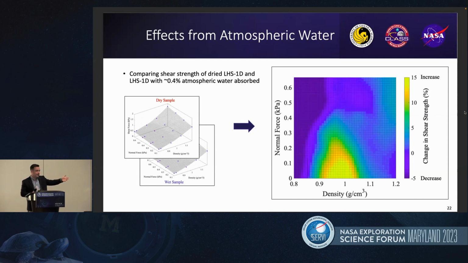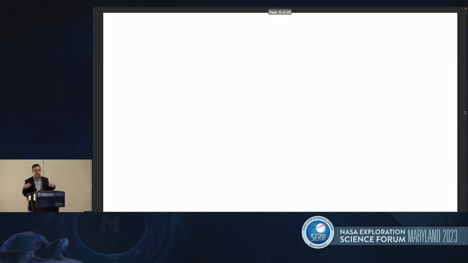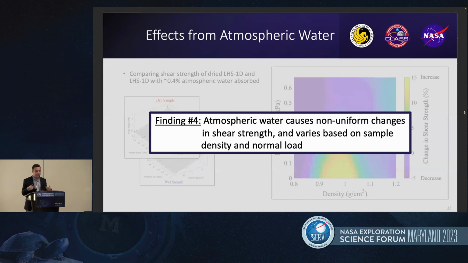And so what you see there is that it's not uniform. For lower densities, the particles are far enough away that the water doesn't really interact that much with them. At higher densities, they're so compact that, again, it doesn't really do much, but it's that sweet spot in the middle where you can see up to a 15% increase in shear strength just from having absorbed atmospheric water. Next slide, please. So that means there's a non-uniform effect there. And the so-what is, if you're using these materials in atmosphere on Earth to simulate things on the moon, or building things on the moon, the properties are not going to be the same. And it's not uniform. It depends a lot on density.